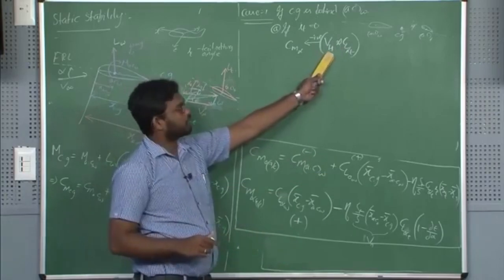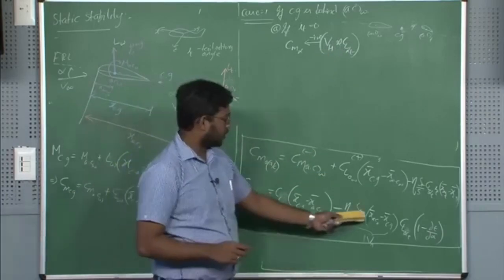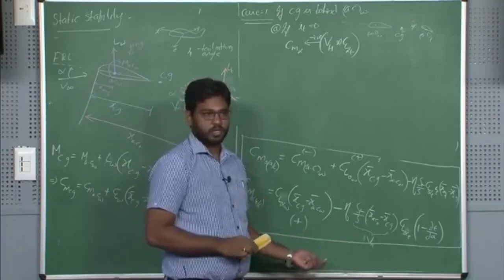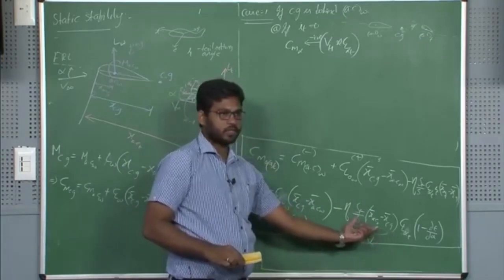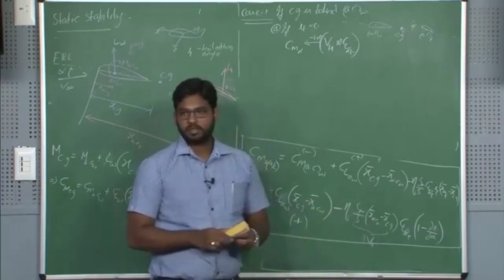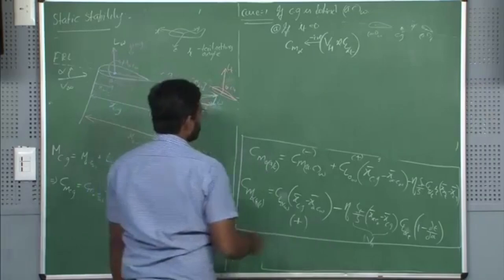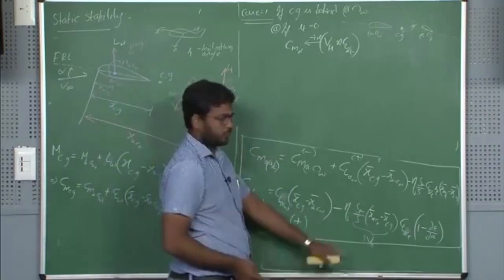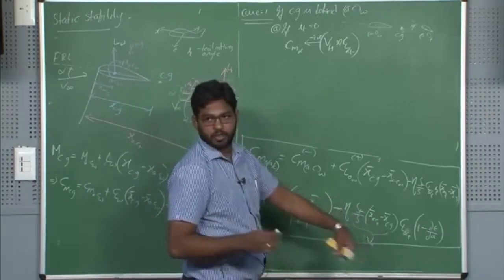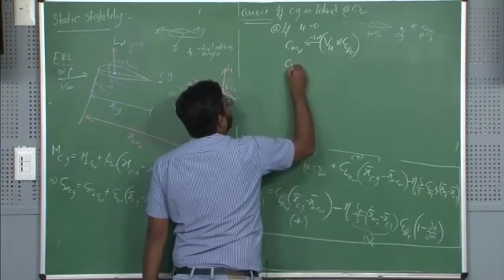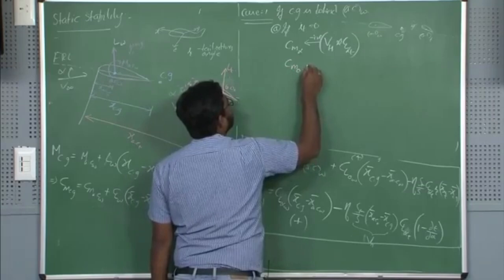So when you are choosing this tail volume ratio, you are actually sizing the tail in terms of both the distance between Cg and AC, and at the same time the area of the tail, right. You know how to select the wing area. Here we are trying to select the tail area and the corresponding distance between them, right. And the second condition is Cm naught should be positive.